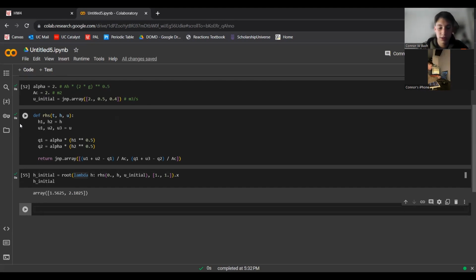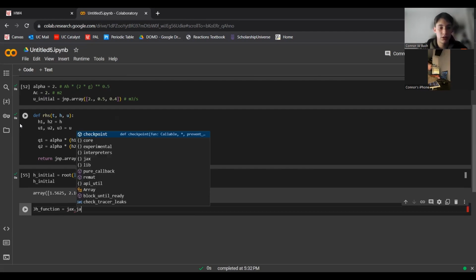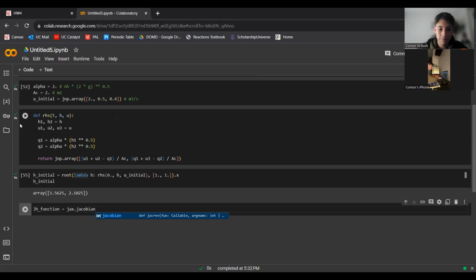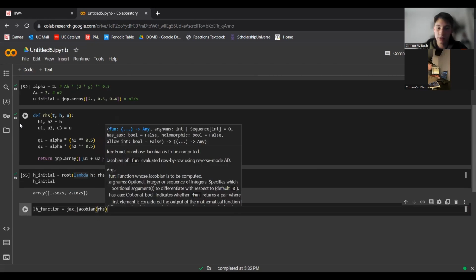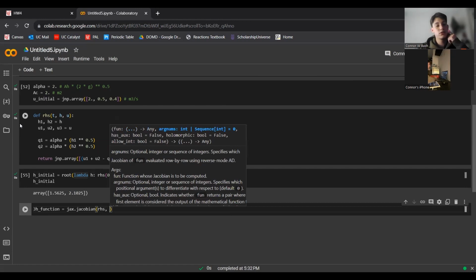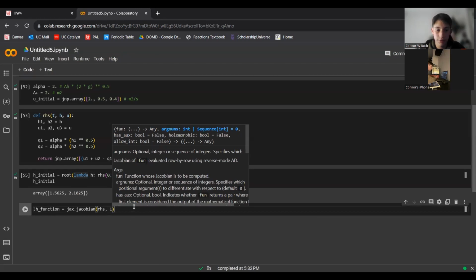So I'm going to represent that as JH, and then we're going to make this a function. This is going to take the Jacobian of the right-hand side function. It needs an index of which parameter we're evaluating with respect to. So the default is 0, meaning it would be looking at the time, but we want to focus on the height. So we need to set that to 1.